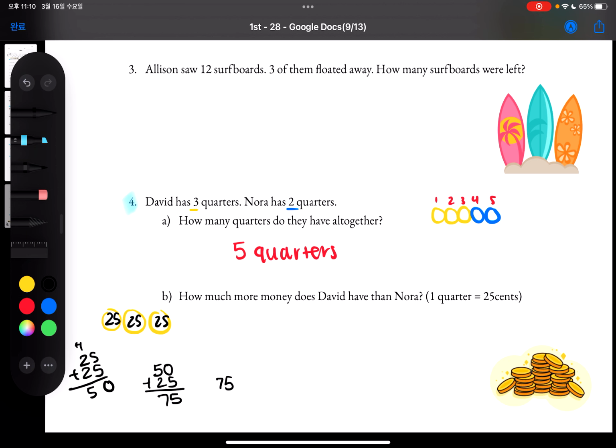We have to look for how much Nora has. Nora has 2/4. We just found that 2 of these are 50, and Nora has 2 of the quarters. So we know that Nora has 50. Now we have to do 75 minus 50 to find how much more money David has than Nora. 5 minus 0 is equal to 5. 7 minus 5 is equal to 2. So we have 25 cents.